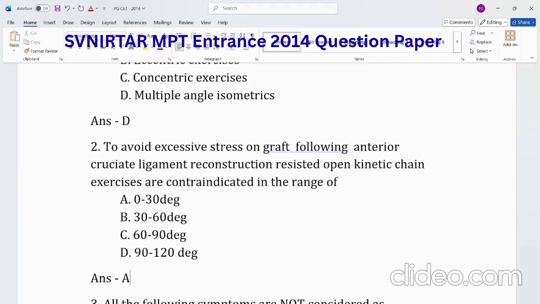0 to 30 degree. As you know, the main function of the anterior cruciate ligament is to prevent excessive anterior translation of the tibia during knee extension. So if you go for resisted knee extension at the initial stage of ACL rehab following ACL reconstruction, it will create unwanted stress over the graft area and may cause further injury to the newly grafted tendons. That's why it is avoided to do terminal knee extension resisted exercises in the open kinetic chain at the initial phase of rehabilitation of ACL reconstruction, right?